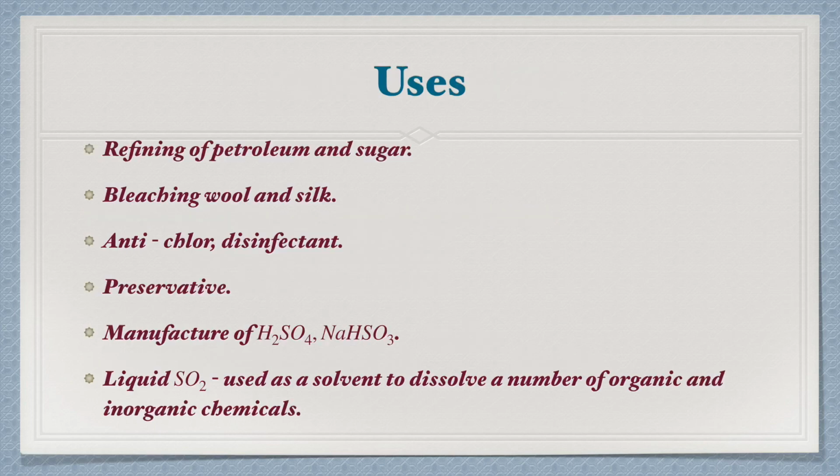Last one, we'll talk about the uses of sulfur dioxide. First one, it is used in the refining of petroleum and sugar. It is used in bleaching wool and silk. It is used as an anti-chlor disinfectant. It is used as a preservative. It is used in the manufacturing of sulfuric acid and sodium hydrogen sulfite.